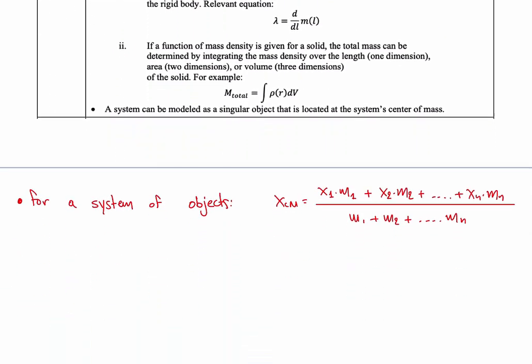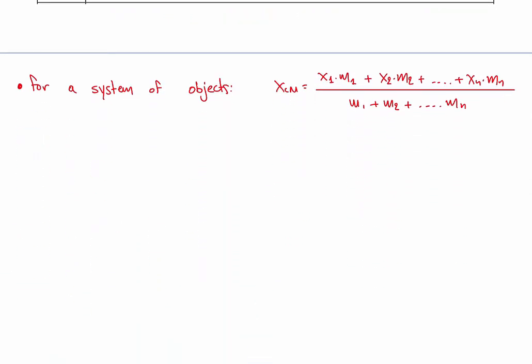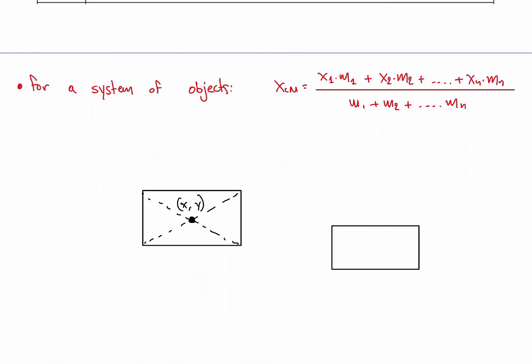Now, the main idea is that if we have an object that is symmetrical and it has a uniform density, then its center of mass will be exactly at the point where the diagonals meet. So this is the location of the center of mass, with the x coordinate and the y coordinate of the center of mass.